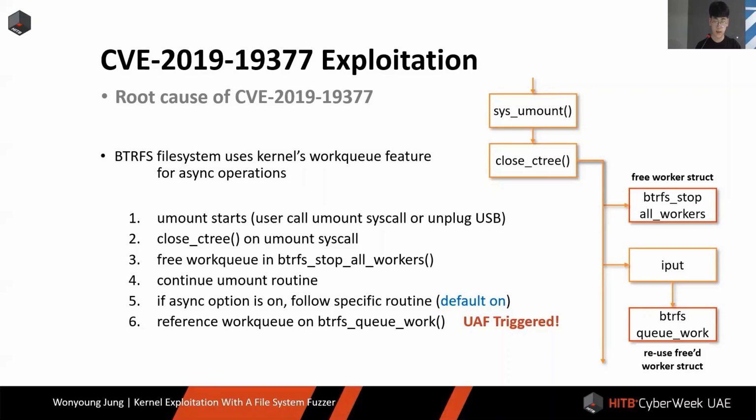First, let's see the root cause of the vulnerability. The BTRFS file system uses the kernel work queue feature for async operations. When the user calls the umount command or unplugs USB, the umount syscall starts and it calls the close_ctree function, which frees the work queue in BTRFS, stops all worker functions, and continues the close_ctree routine. In the iput function, it checks the async option is on. And finally, it calls the btrfs_queue_work function and reuses the freed work queue structure.